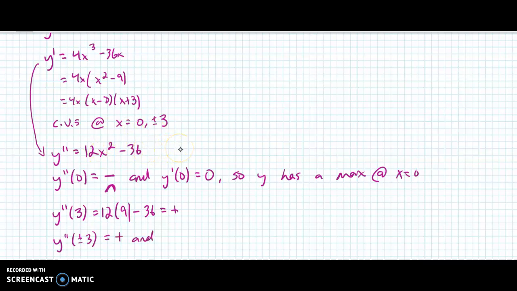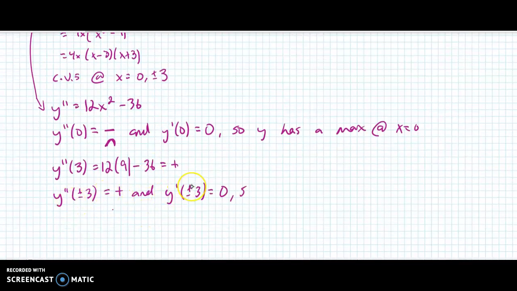And I'm going to turn it right into my statement. Y prime of plus or minus 3 is equal to 0. And then remember, positive second derivative, concave up. Okay, so y has, what do we have there? A min at x equals plus or minus 3.